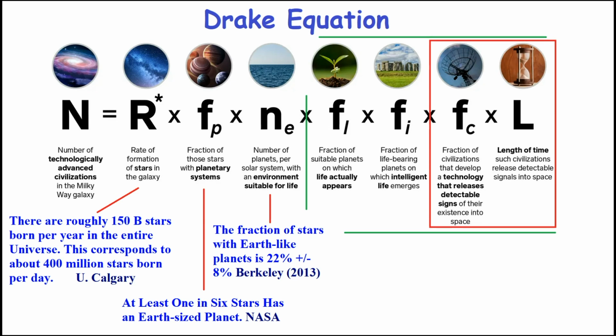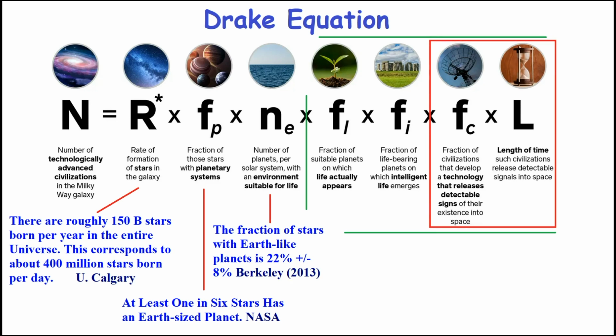The next one is the number of planets per solar system with an environment suitable for life. And they determine this by looking at whether it's got oxygen, whether it's got some kind of atmosphere, whether it's got water, those kind of things. And Berkeley, in one study, it came in 2013, I think it's the only study, it really says the fraction of stars with Earth-like planets is about 22%, plus or minus 8%. Okay, so they have a wide spread there.